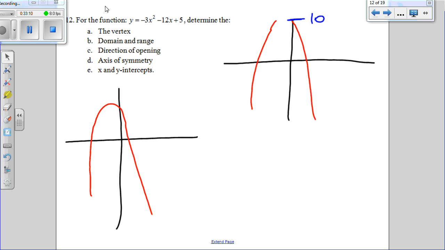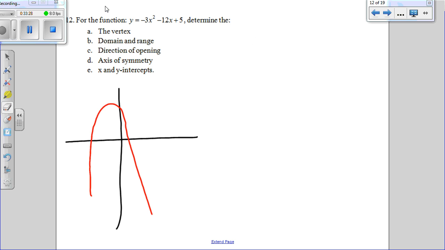Alright, now let's actually calculate it. So to calculate your vertex, you're going to go second trace. So the second button right here, and then trace, which is the button beside graph. That'll bring you to a list of things. On that list of things, you're going to see number 3 and number 4 are minimum and maximum. Notice they don't say vertex. They want you to find a min or a max. So in our case, our vertex is a maximum. So you want to pick option 4, maximum.